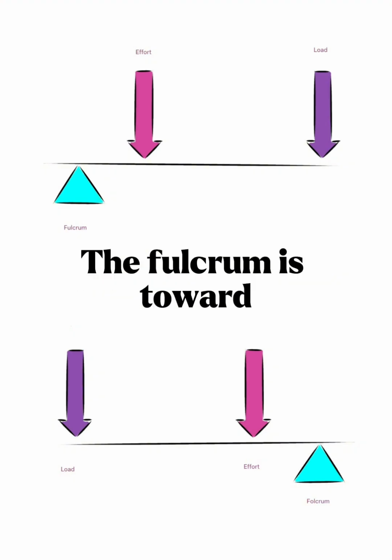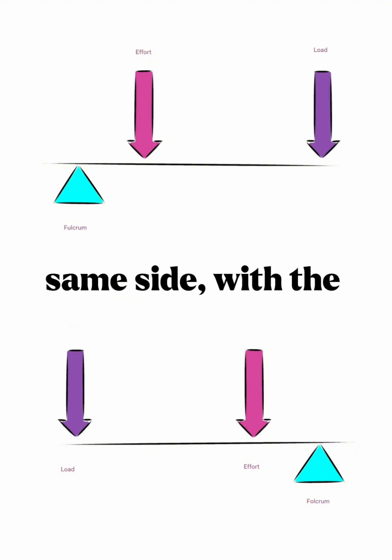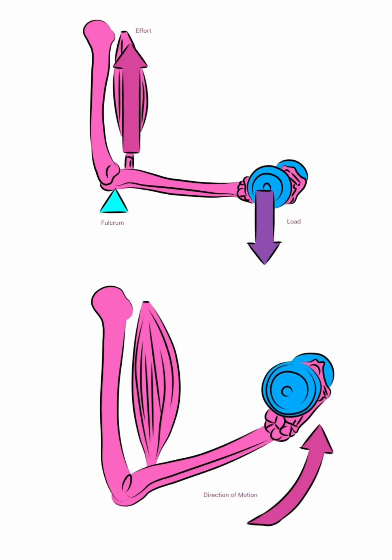In a third-class lever, the effort sits between the fulcrum and the load. This is the most common lever in the body. During a biceps curl, the elbow is the fulcrum. The biceps apply effort. The weight in the hand is the load.